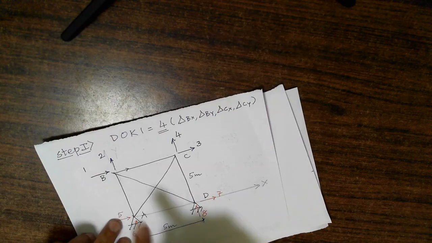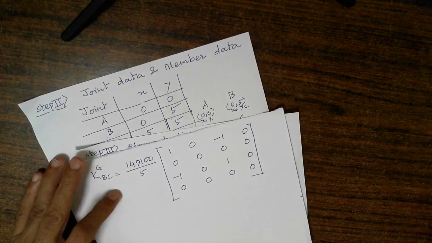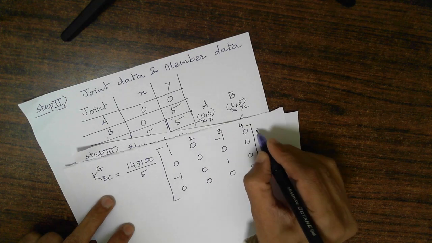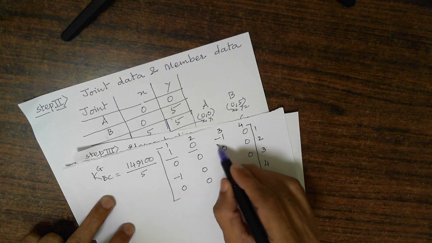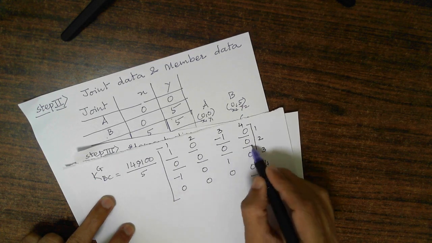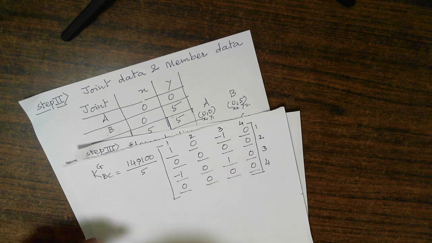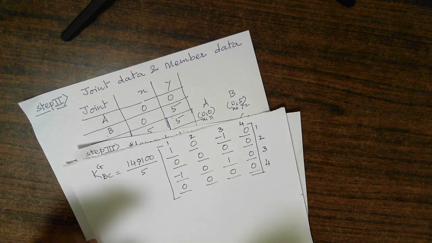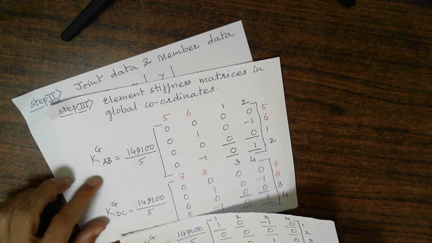Now how to number member BC? Member BC is 1, 2, 3, 4. So I am writing member BC as 1, 2, 3, 4. Everything is possible, and I have understood that I need to map all these elements, because all of them will be there in my global stiffness matrix for the structure. So K element BC is written. We have written the stiffness matrices for AB and DC, and now we have written the stiffness matrix for BC.